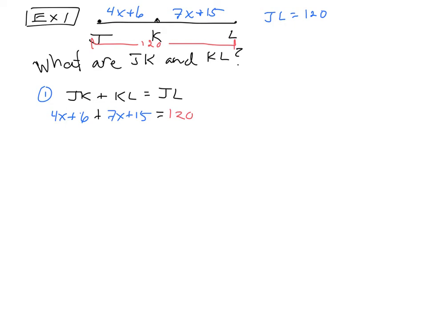In your groups, I want you to go ahead and solve. So you're going to underline these two and double underline these two. So what is 4x and 7x? 11x. And what is 6 and 15? 21. Equals that 120. Now go ahead and finish solving.